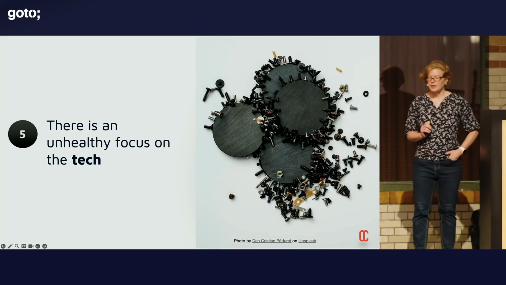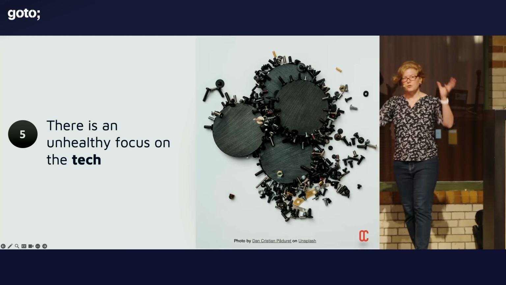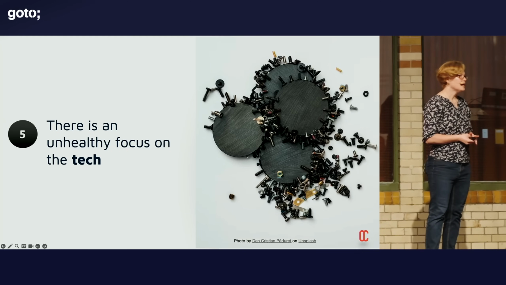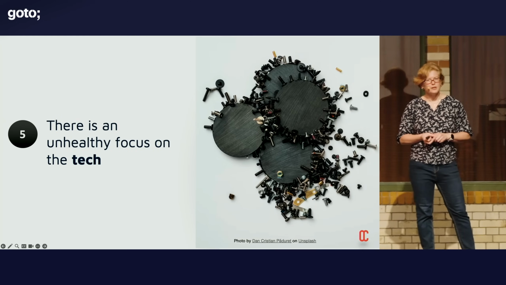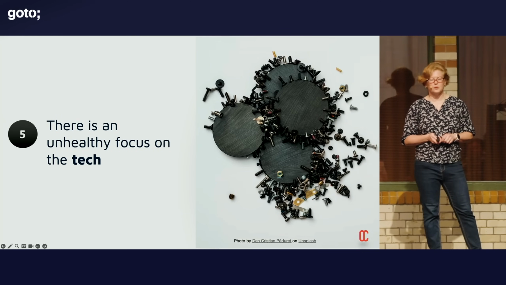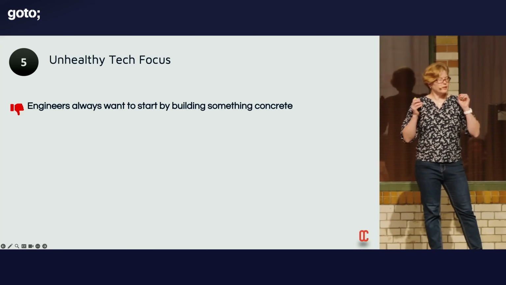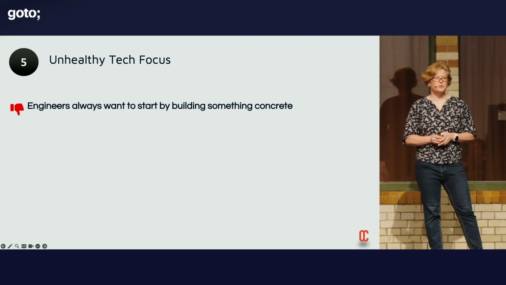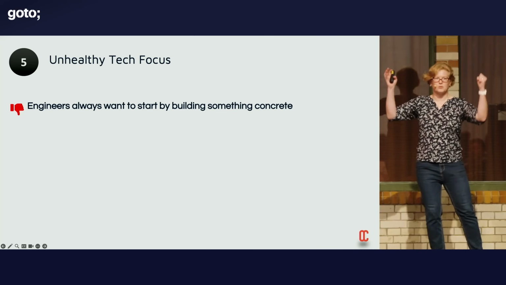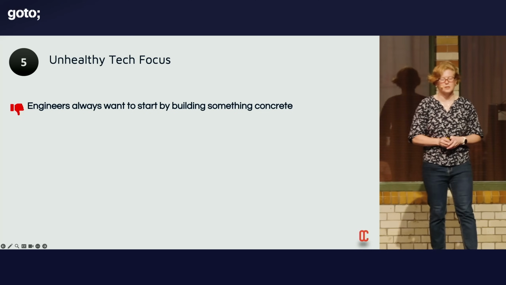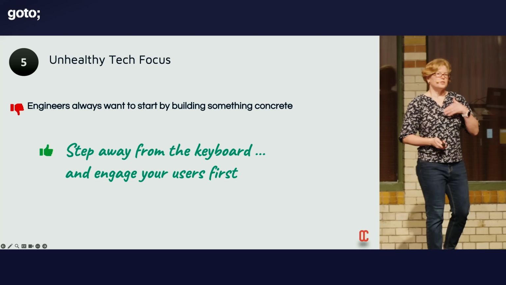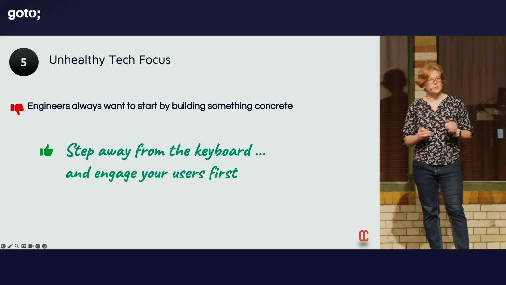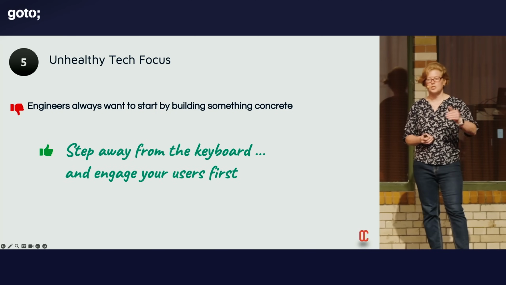And finally, and this is probably more of an overall summary point rather than a particular fifth point, is that as engineers, we seem to have a very unhealthy focus on technology. We love to start building something. So when a platform engineering initiative comes along, the first thing we want to do is grab Kubernetes and start building on top and doing all of these activities. But you need to resist the urge to do that. So the answer here is really very simple, which is just step away from the keyboard and actually engage your users first.